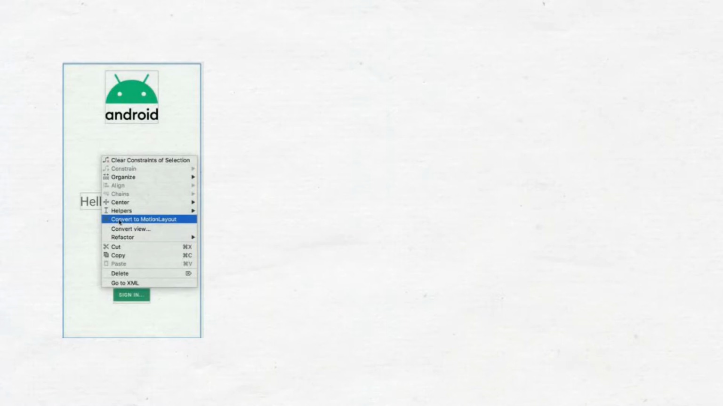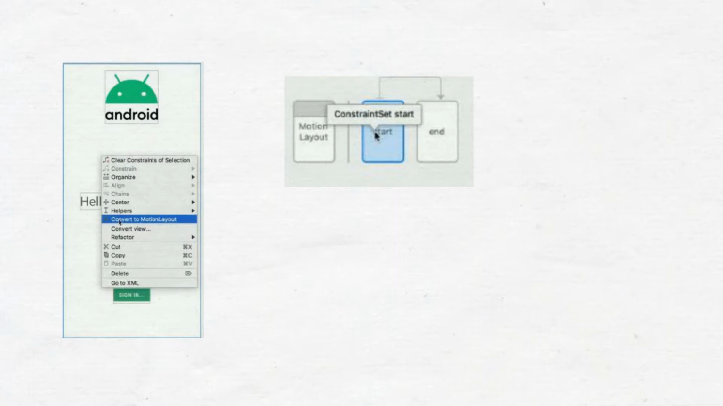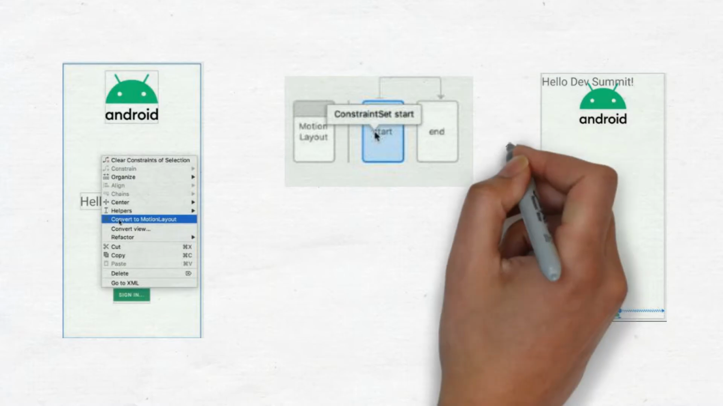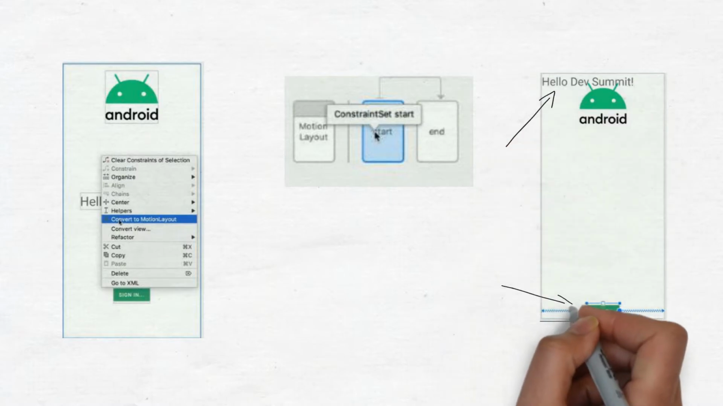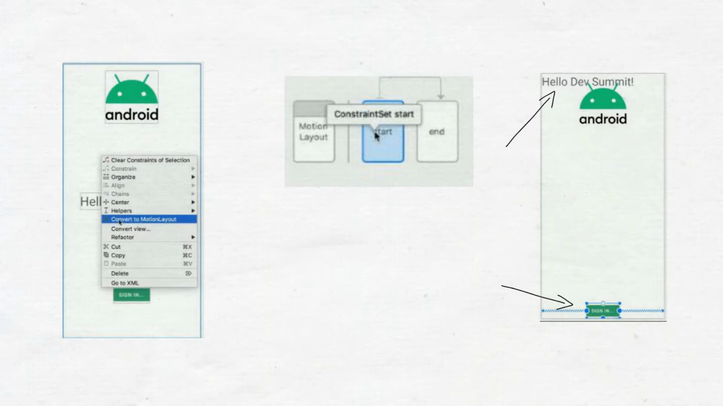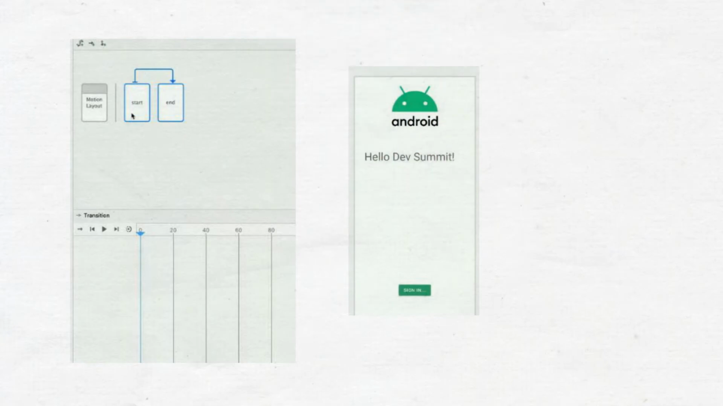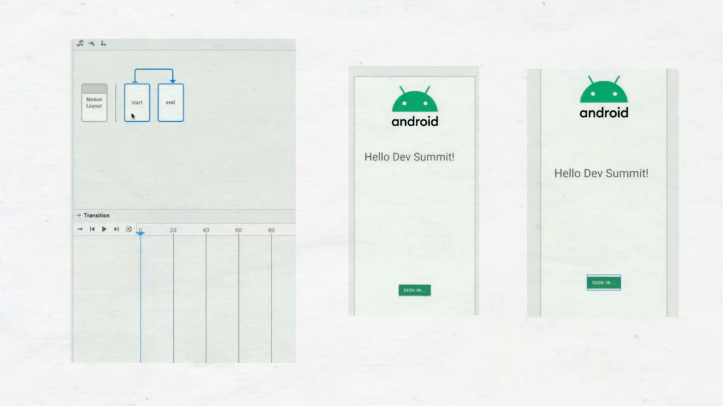First thing we can do is to select the start state. And then we start changing some of the constraints in the scene here, like deleting the top and bottom constraint of the text view to move the text to the top and also attaching button to the bottom. And now we have already created ourselves an animation. And now if we switch to transition view and hit play button, we can see the animation. So as you can see, we can really accomplish a lot with this tool.